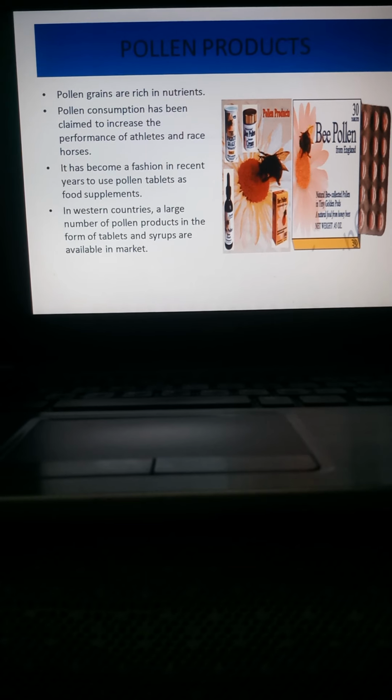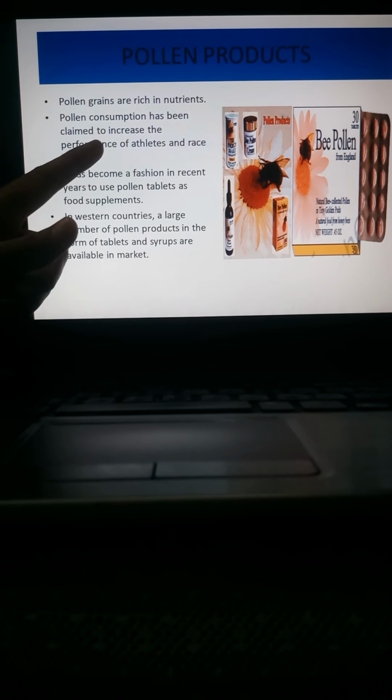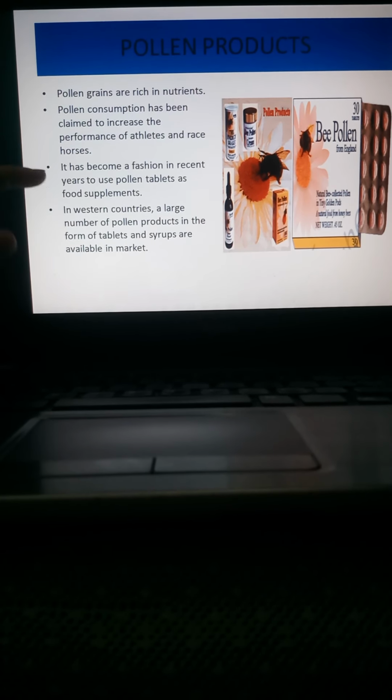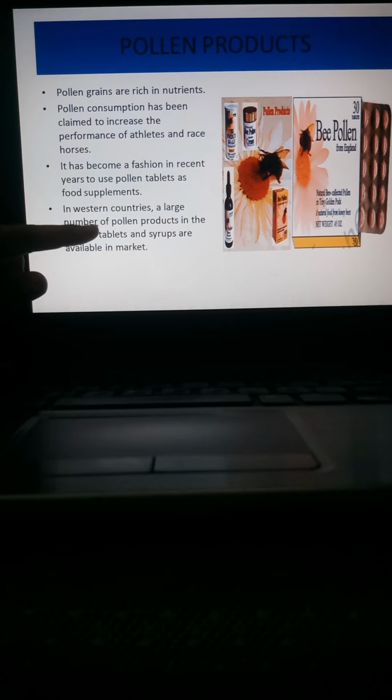Then pollen products. Pollen grains are naturally rich in nutrients, and pollen consumption has been claimed to increase the performance of athletes and race horses. You can see some pollen products in the picture. These pollen products are sold in the form of tablets and syrups, and they are widely available in the market. Okay. So, pollen viability.